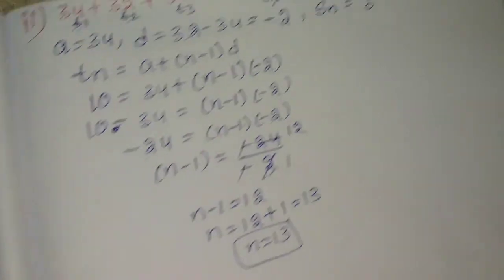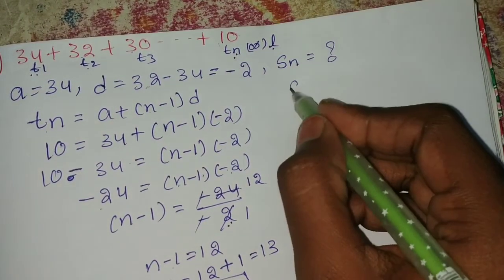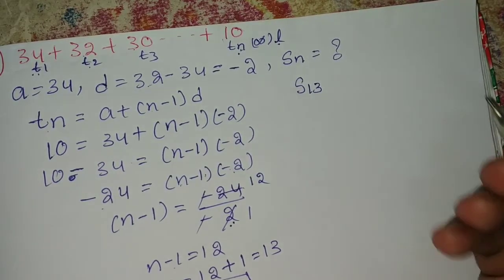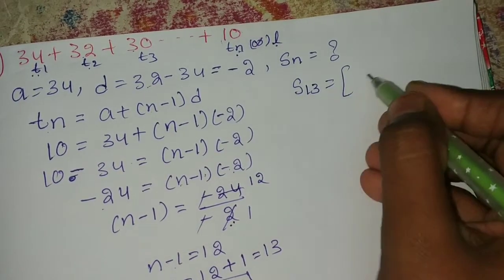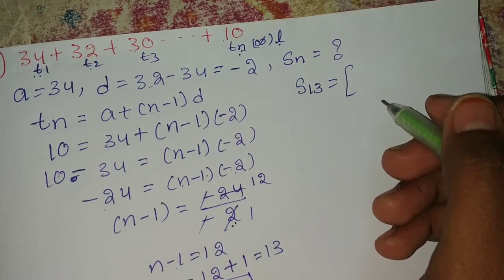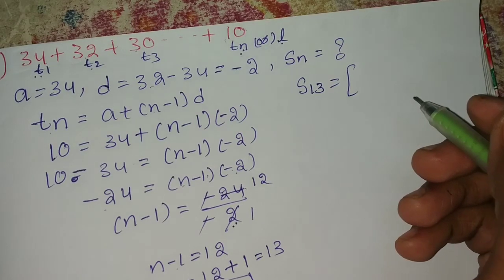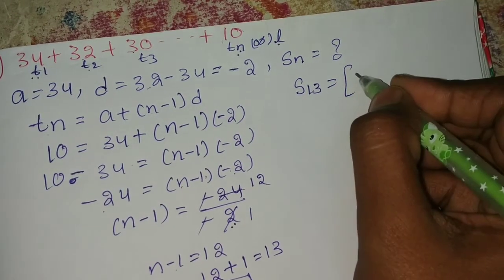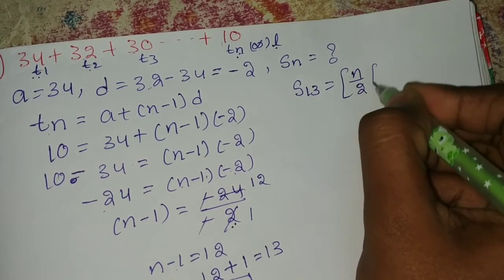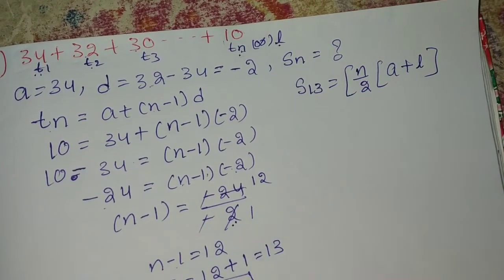So now you can easily find S13. Do you understand? S13 we need to find. What is the formula of Sn here? n by 2 into (2a plus (n minus 1) into d). Otherwise you can write it as n by 2 into (a plus L). You can write it like this also.